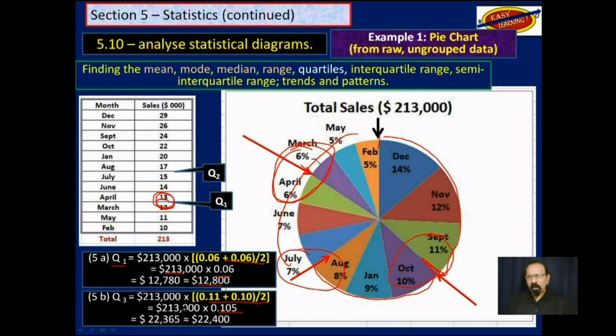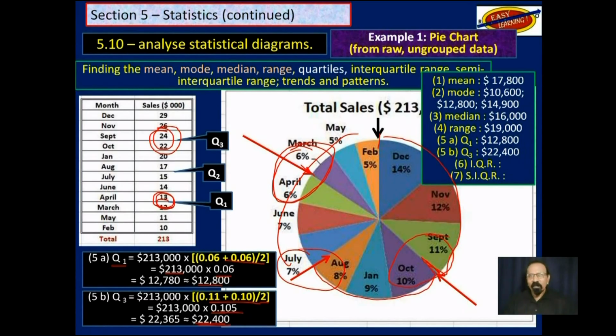And so we multiply 213,000 by 0.105 and we get 22,400, which is somewhere here if we keep track on this table. But remember, I told you, you're not given that table. So up to this point, we have mean, mode, median, range, first quartile, third quartile. Okay. We need to now deal with the interquartile range and the semi-interquartile range.